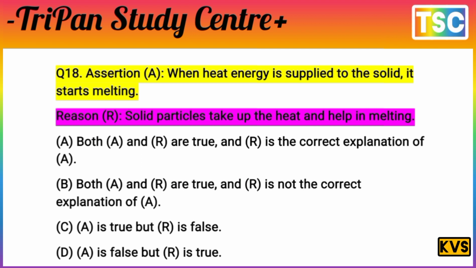Option B, both A and R are true and R is not a correct explanation of A. C, A is true but R is false. And D, A is false but R is true. You know, that question is very interesting.